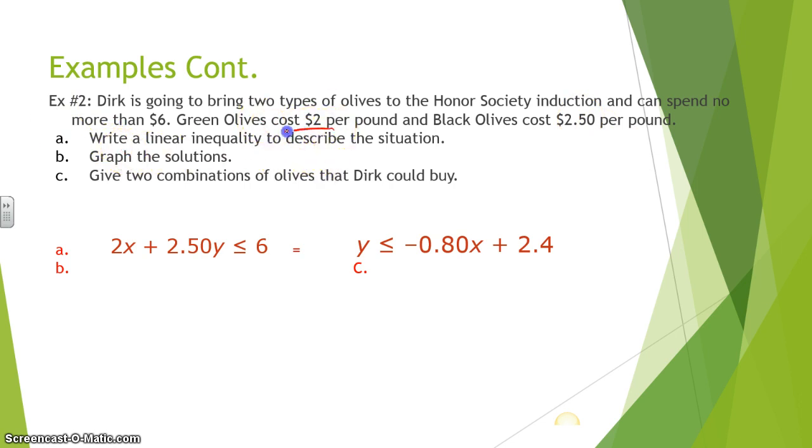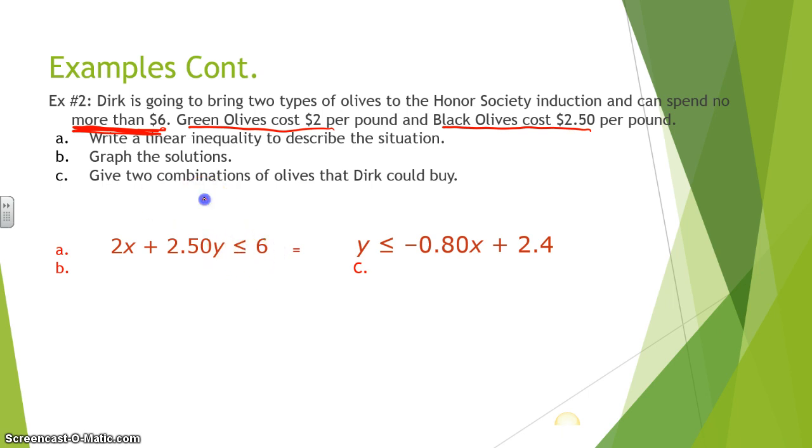So green olives cost $2 per pound, so we can say 2x plus the black olives are $2.50. So I connect the $2.50 to my y, which equals a total of no more than $6. So combining my green and my black olives, adding that together can be no more than 6. So it can include the 6, but it can't be greater than that 6. So my equation for this is 2x plus 2.50y is less than or equal to 6.